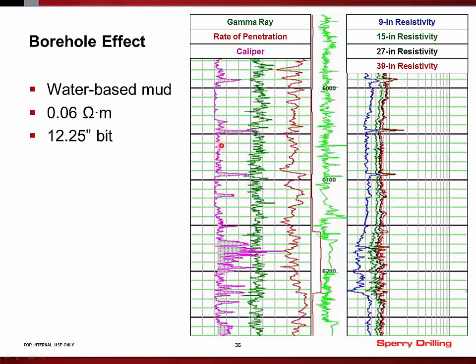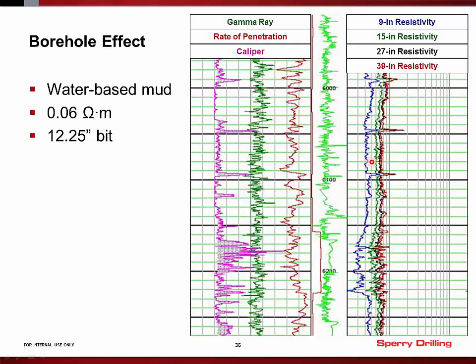On the left we've got some caliper data showing that we have some intervals which are fairly well engaged and other intervals which are washed out. The formation is quite homogeneous. It looks like a shale. It's quite high gamma ray. And the red curve here is the rate of penetration on a reversed scale, showing us how fast we're logging. Don't worry too much about the scales on this particular example.